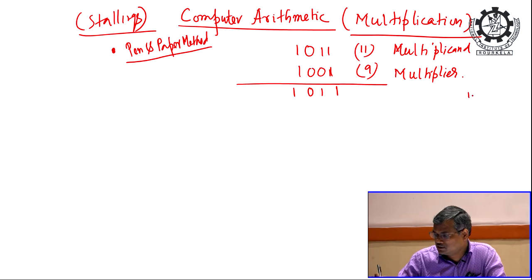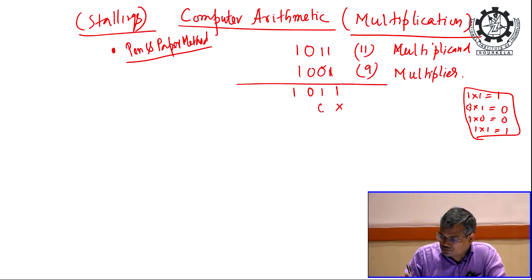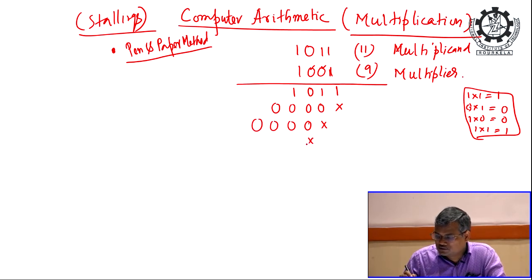We know the multiplication, right. 1 into 1 is 1, 0 into 1 is 0, 1 into 0 is again 0, 1 into 1 is 1. Similarly, now the multiplier bit is 0, therefore 0 0 0 0. Next we move to the left side and multiply by 0, so this will be 0 0 0 0. Next the multiplier bit is 1, so this will be 1 0 1 1.